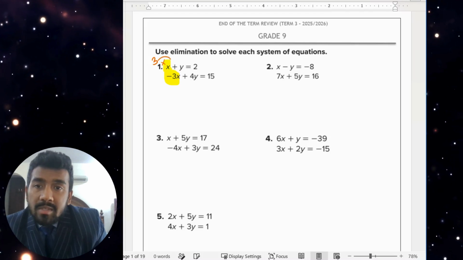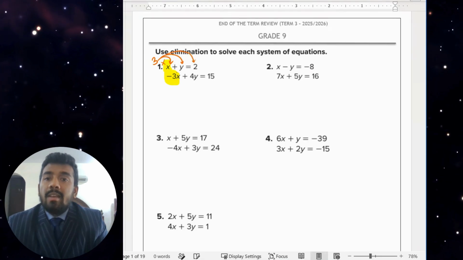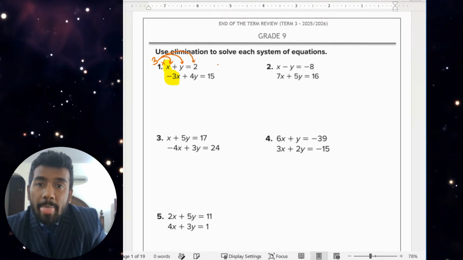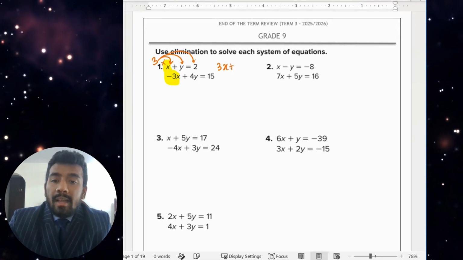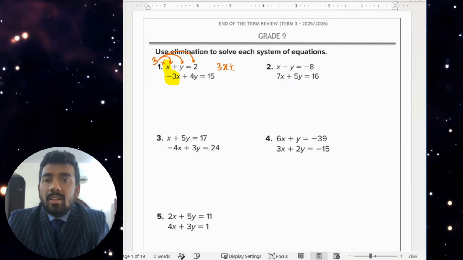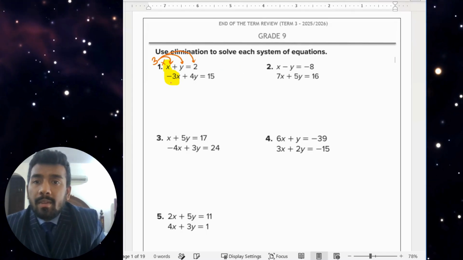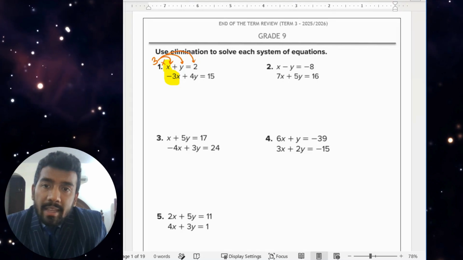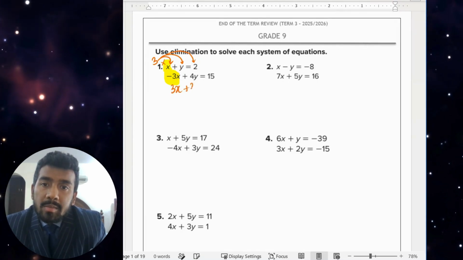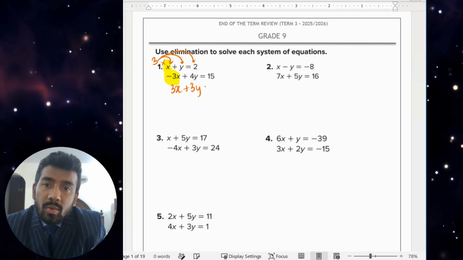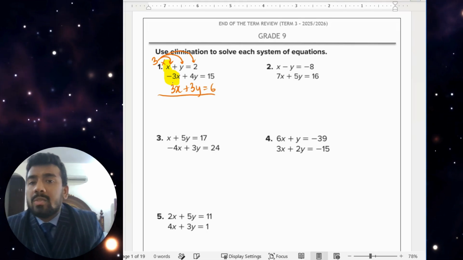When I multiply, the multiplier goes with every term. So 3 times x becomes 3x, 3 times y becomes 3y, and 3 times 2 becomes 6. You can write it up or write it down, it's one and the same.